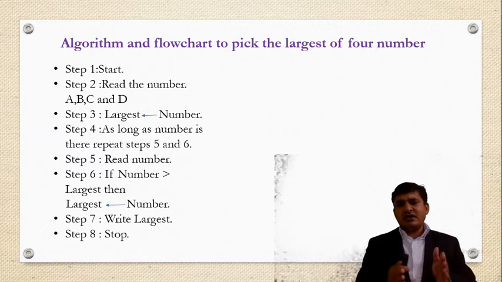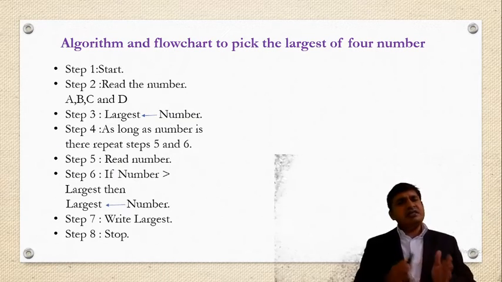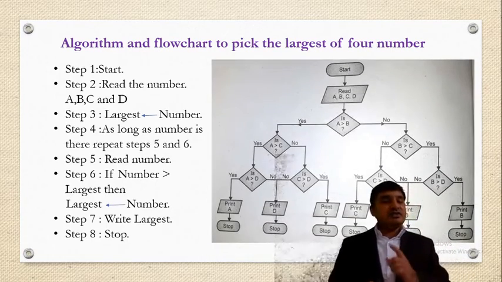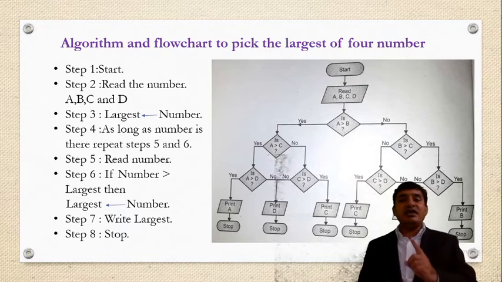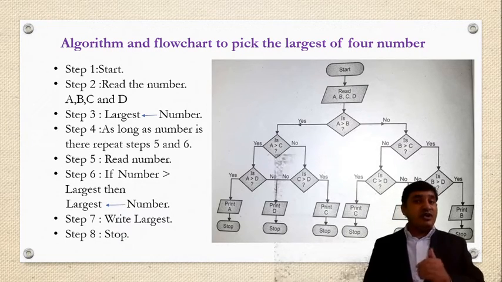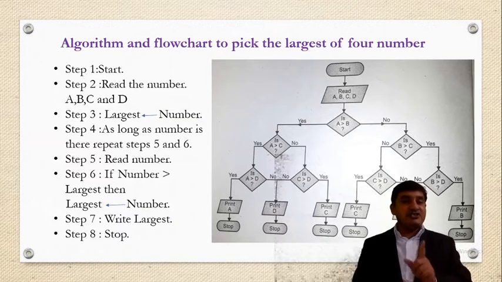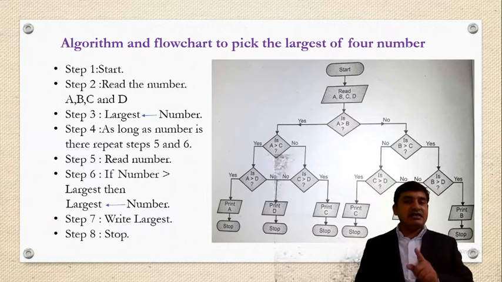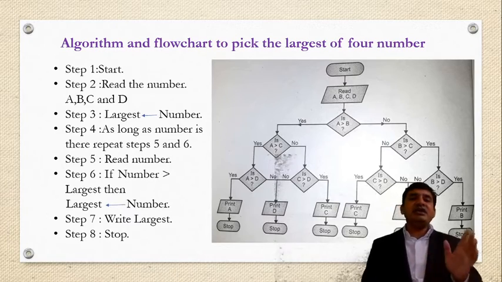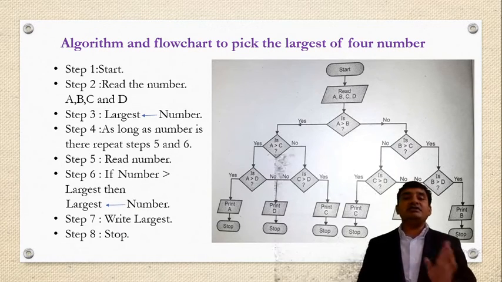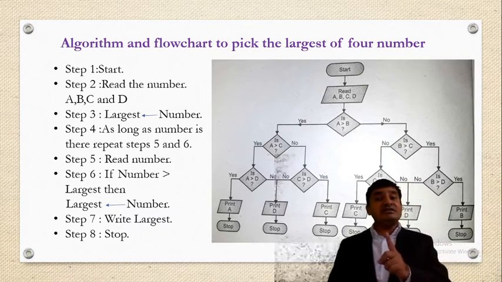This algorithm we can explain in a flowchart. First is start, then read numbers A, B, C, D. Now we have to check. First, is A greater than B? If yes, then check: is A greater than C? Yes. Is A greater than D? Then print A is the largest. A is greater than B, A is greater than C, A is greater than D, then A is largest.